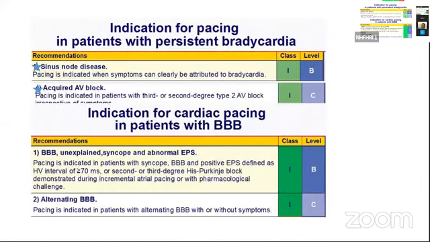Now the indication for pacing in case of persistent bradycardia, the class 1 recommendations are, in case of nodal disease, a pacemaker. I think we are running short of time.